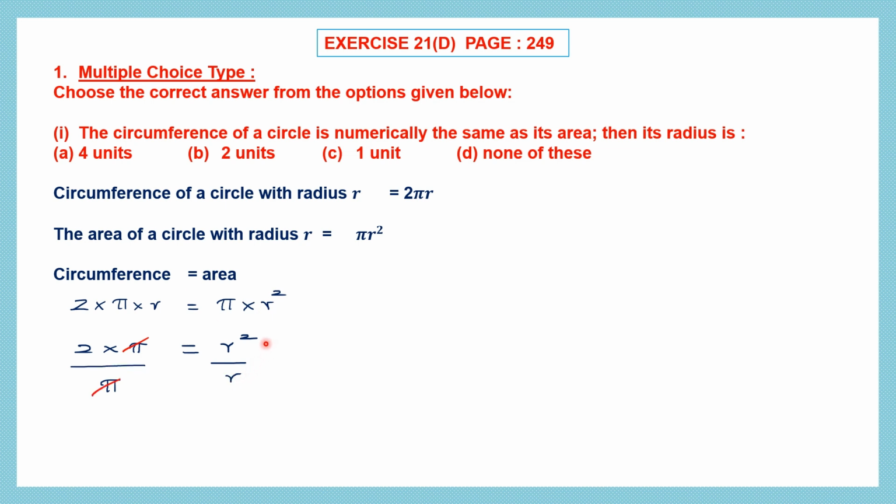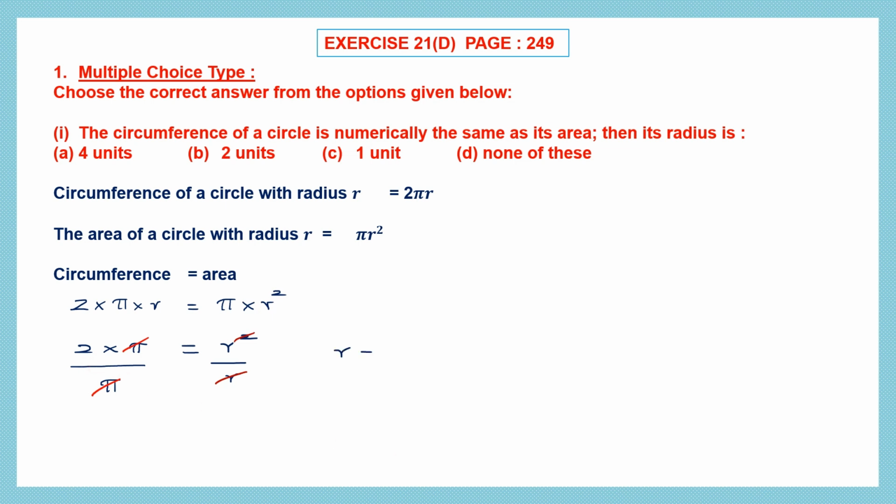And here we have r squared and r. So when we divide, remember the exponents, we have to subtract. So 2 minus 1 is 1. So here we have only 1 r left. So straight away we can see that r is equal to 2. That means the radius is equal to 2.